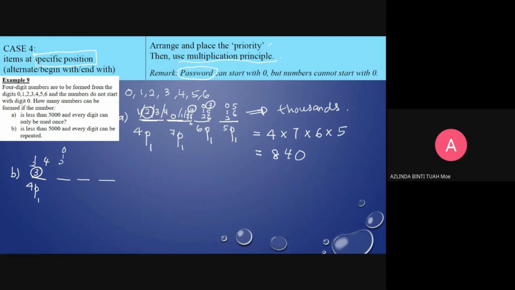So saya boleh ambil 0, 1, 2, 3, 4, 5, 6. Walaupun 3 dah guna, boleh guna lagi sebab dia kata can be repeated. So I have 7 P1. Dekat sini pun 7 P1. Sini pun 7 P1. Okay. So jalan kerja dia 4 times 7 times 7 times 7. What is the answer?